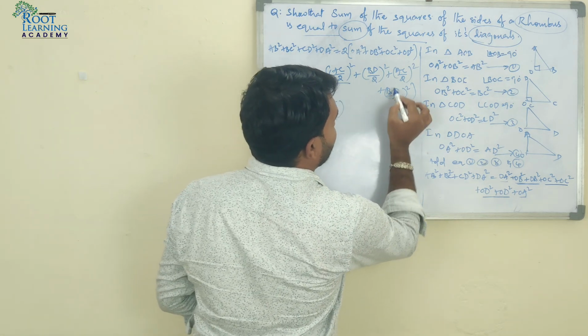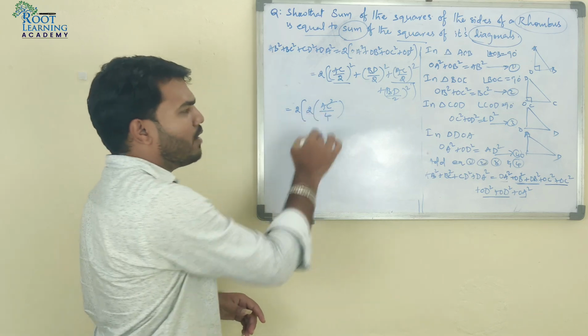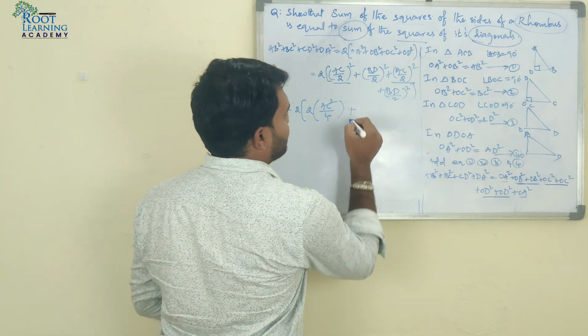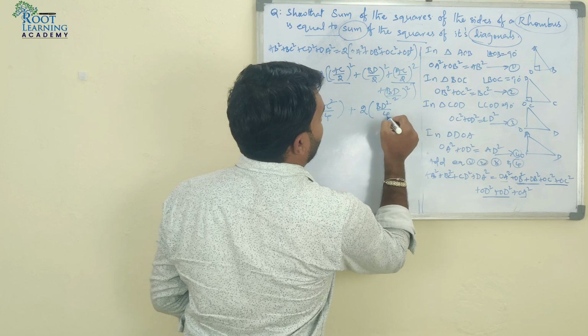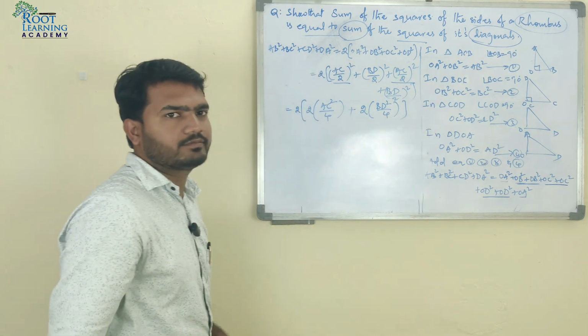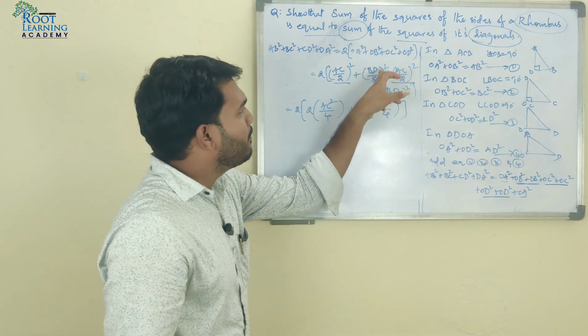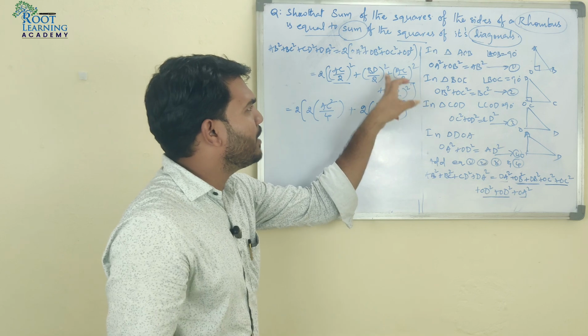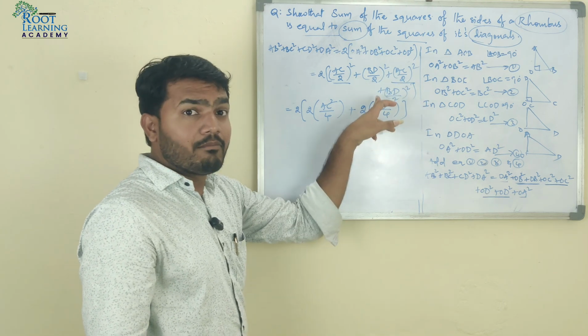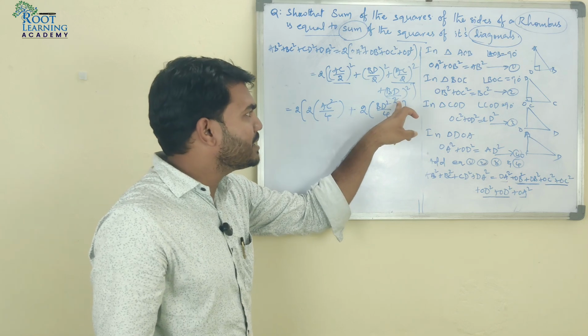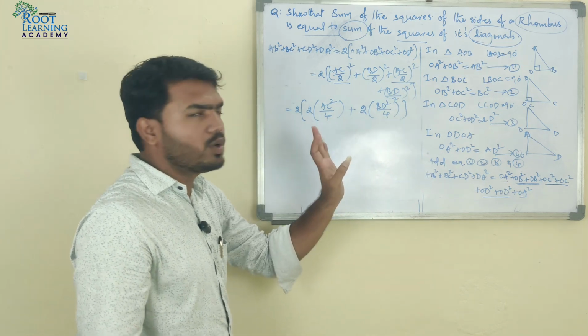I am writing 2 of AC by 2 whole square, plus 2 of BD square by 4. Right? Hope you understand. BD by 2 whole square plus BD by 2 whole square is 2 of BD by 2 whole square. So BD square, 2 square is equal to 4.